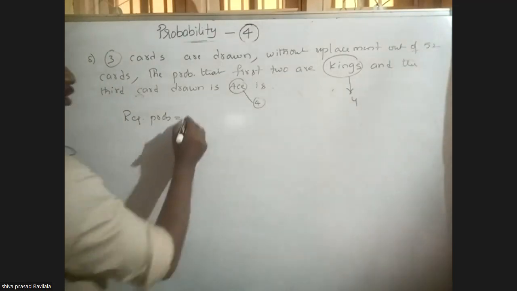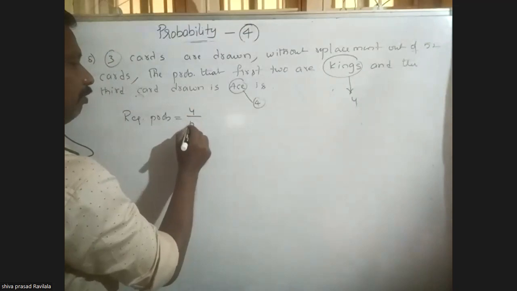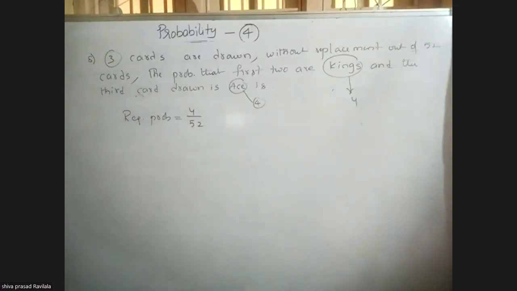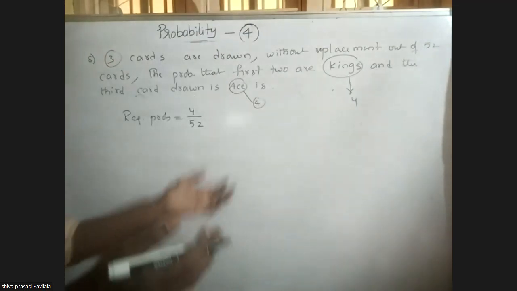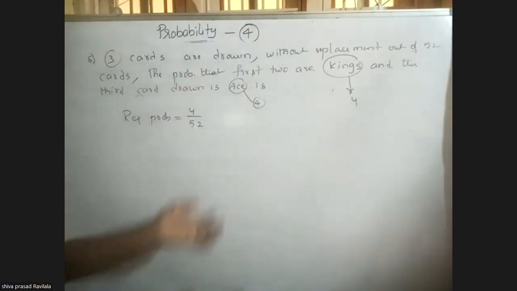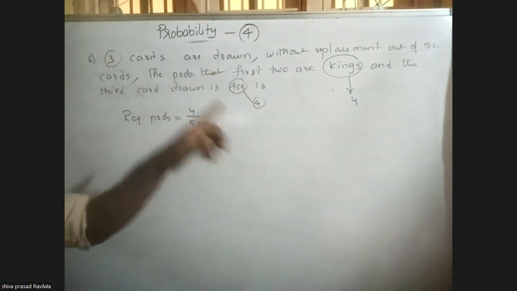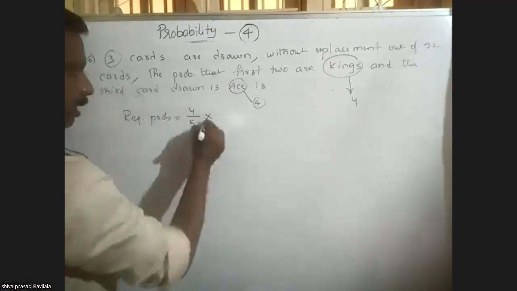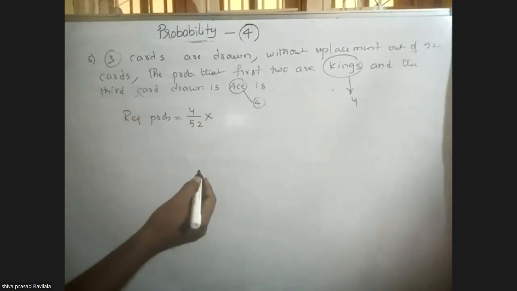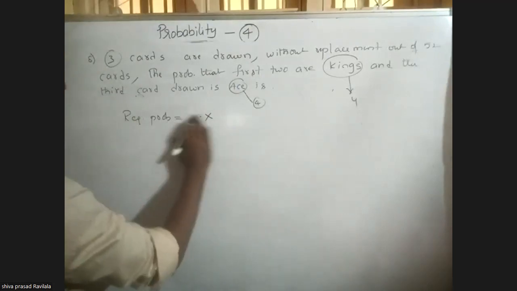Required probability: first one is 4/52, because I take one king card out of these 52. Then the box, which contained 52 cards, now contains only 51. Why? Because we have already taken one card. Therefore, in the next case, the second one is also a king. Write it down for convenience.